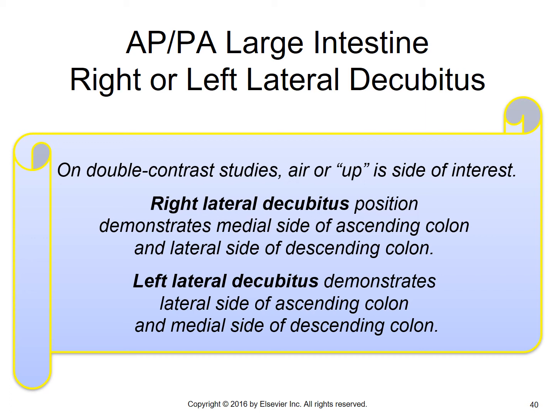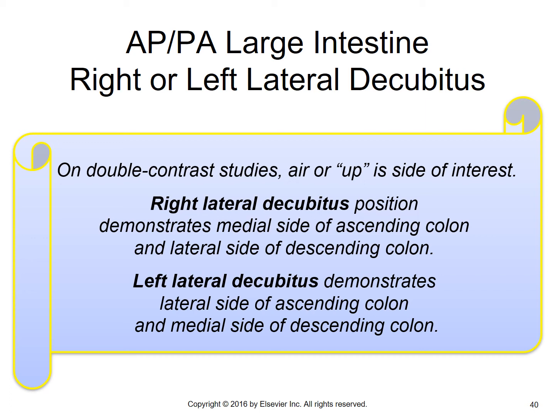Now let's imagine we're laying the patient on their right side, right lateral decubitus. So think about your anatomy. Think about where the ascending is, and think about where the descending is. If I'm laying on my right side and I've got barium and air in my colon, what's going to happen? The barium is going to level out, and the air is going to rise up within the ascending colon.